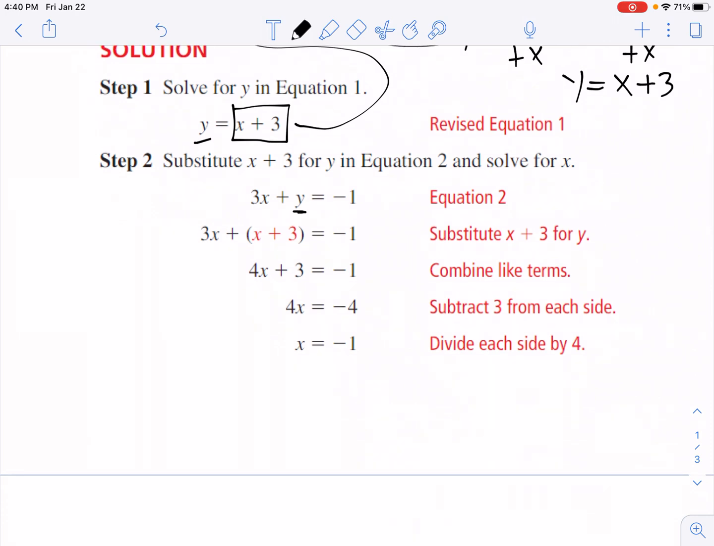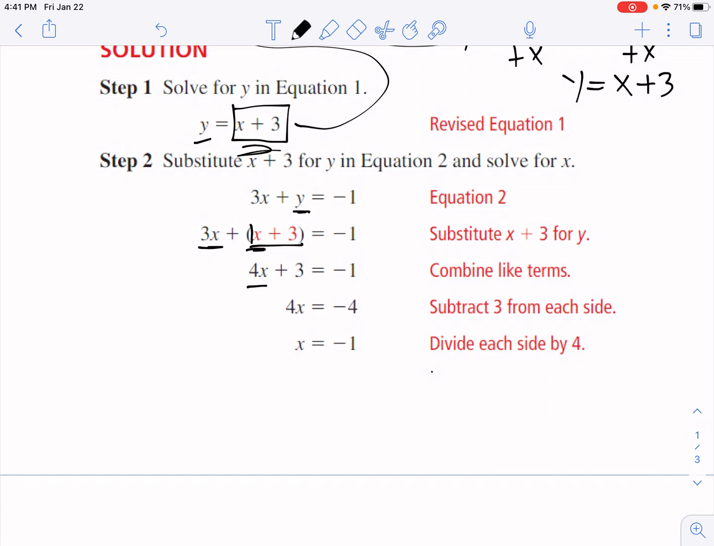So they take the y out and they replace it with the expression that we have found. And then with that, now we're going to be able to solve for x. Notice, there's only one variable now. We only have one variable. So now I only need to combine like terms and solve for x. So I can combine 3x and x. Remember, if we don't see anything in front, there's a 1. So 3x plus 1x makes 4x.